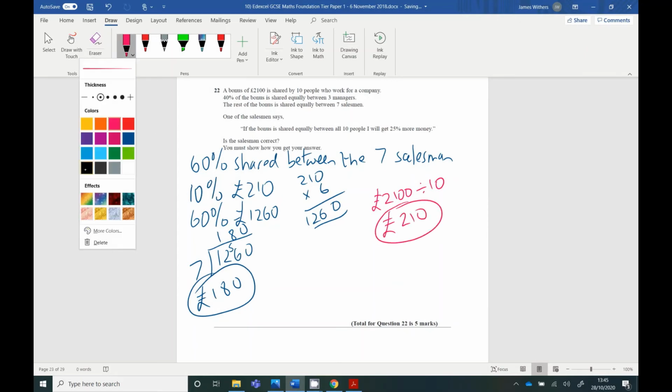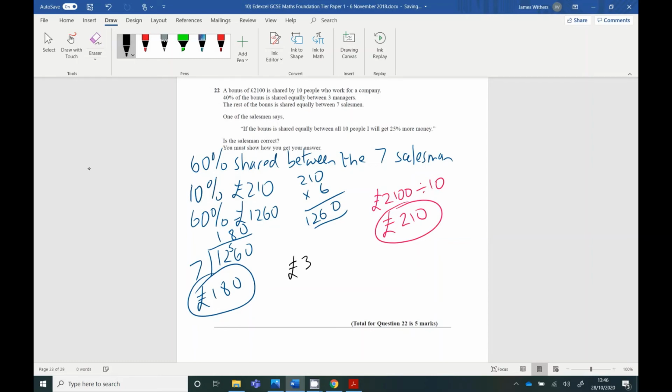So let's go and compare and contrast those. So the extra money they would get would be an extra £30. 210 take away 180 is an extra £30. So to work out what percentage more this would be, we take our £30 and we divide by the original amount, the 180. Now the zeros cancel, dividing by 10, we're left with 3 over 18, which is a sixth. So they would in fact get a sixth more money, not 25% more money like that one salesman said.